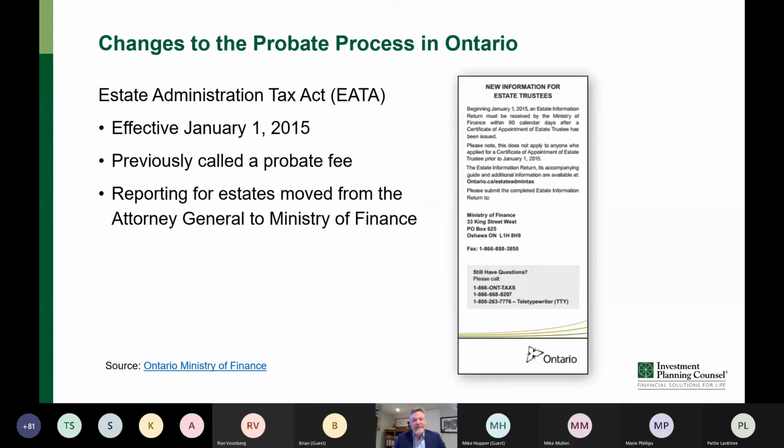But in fact, that has changed since 2015, in Ontario only at the moment, and it's called an estate administration tax. Probate was a nice way to say it's just a fee that you're charging, but now Ontario recognizes it for what it is, and that is a tax. No longer do you report this to the Attorney General. You would actually do this at the Ministry of Finance, who desperately needs those dollars.